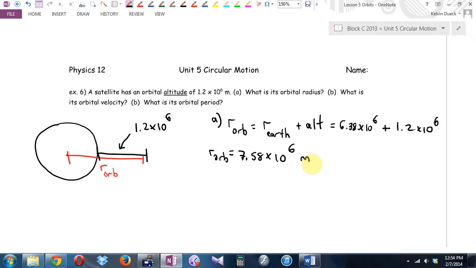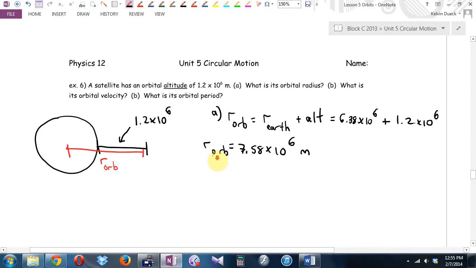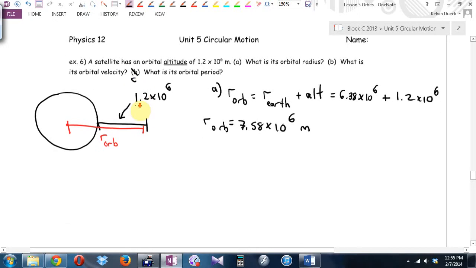There's the orbital radius. Now that I have that, again, for all of these, Claire, as long as you know one of the orbital radius, altitude, speed, or period, you can find the other three. So, in fact, I bet part B is going to want the orbital speed or velocity, and part C is going to want the orbital period. So B.